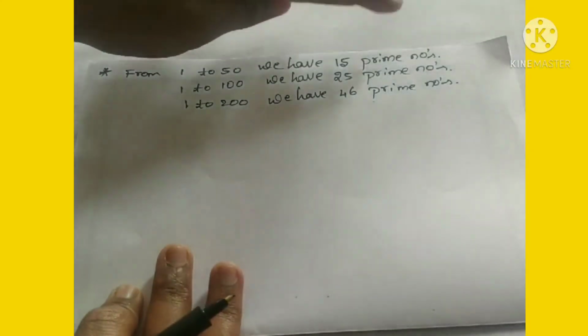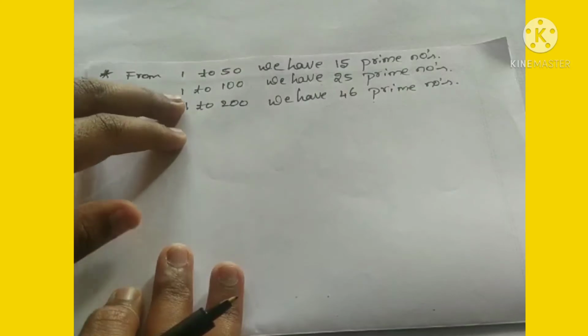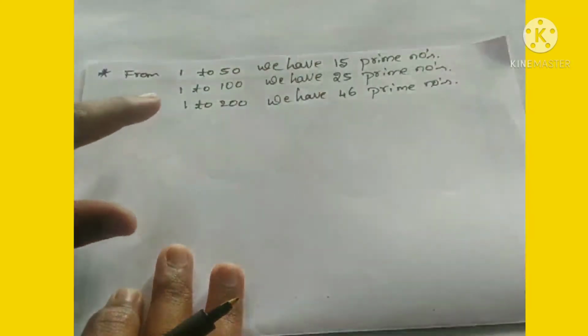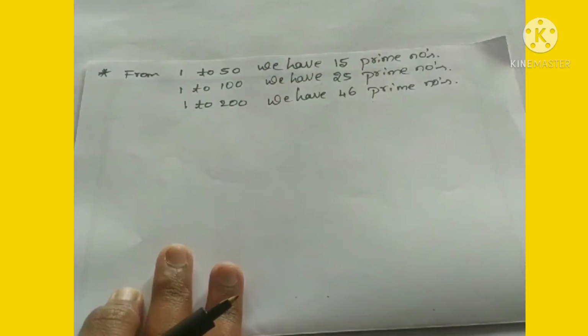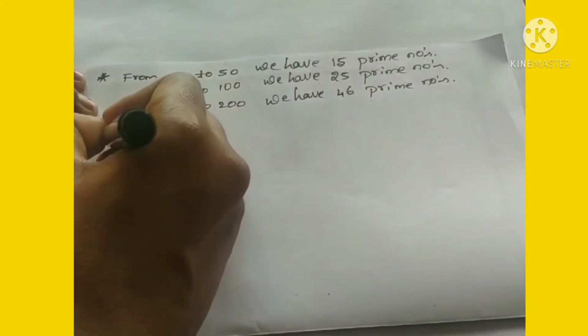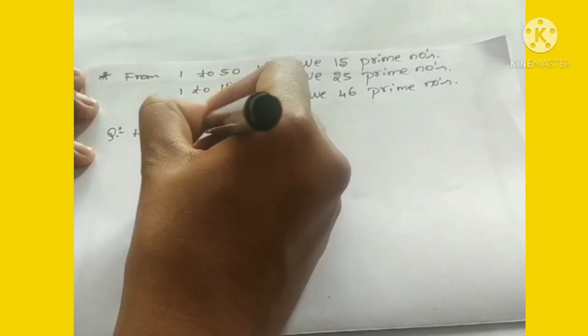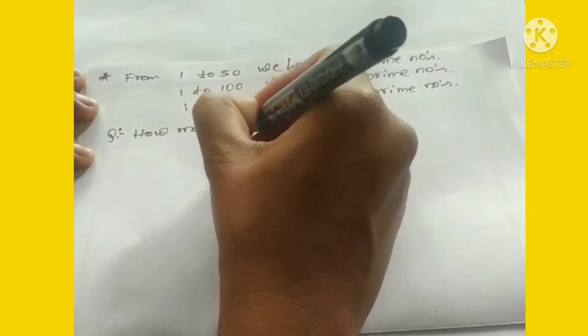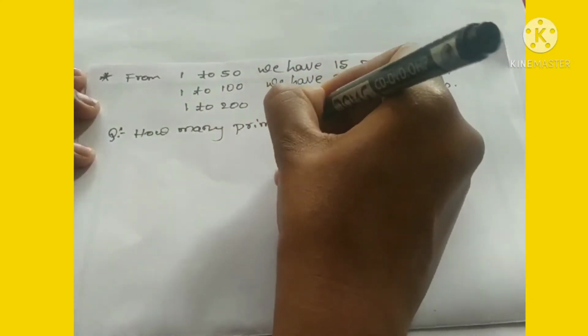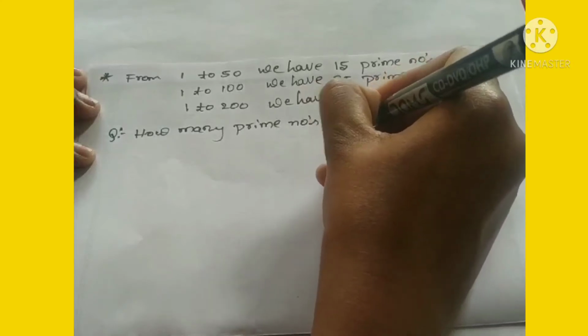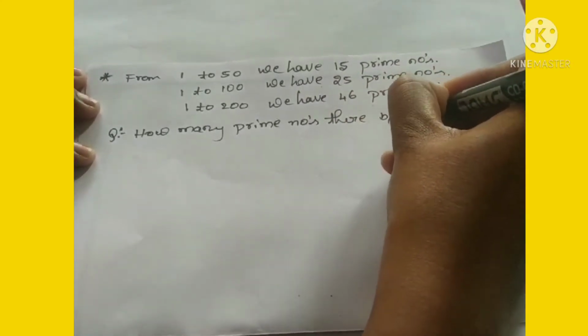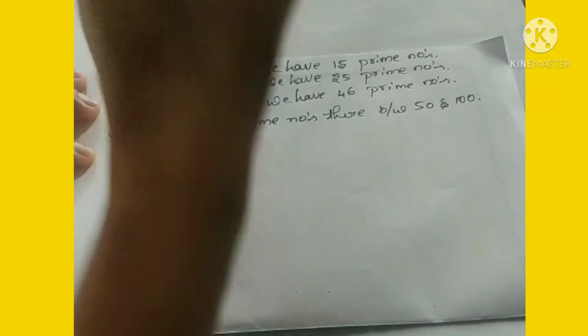From 1 to 50 we have 15 prime numbers. From 1 to 100 we have 25 prime numbers. From 1 to 200 we have 46 prime numbers. Now based on this, in the previous year they raised one question. The question is, how many prime numbers are there between 50 and 100? This is the previous year question.